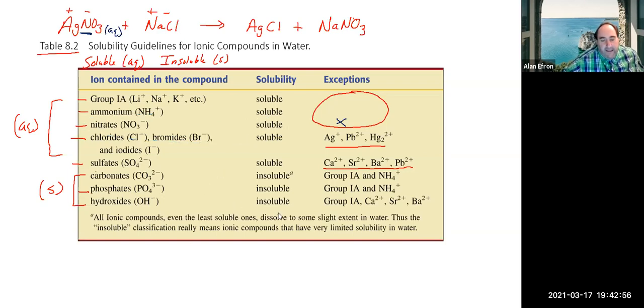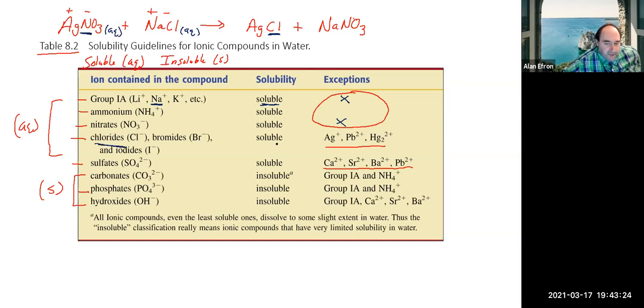I then can look at the next one, sodium chloride, and look at sodium. I see sodium is group 1, which means it's going to be soluble, and there are no exceptions, which means as soon as I see sodium in the formula, I know it's going to be aqueous. I look at silver, and I might not be able to find it on the left-hand side, but I can find chloride.